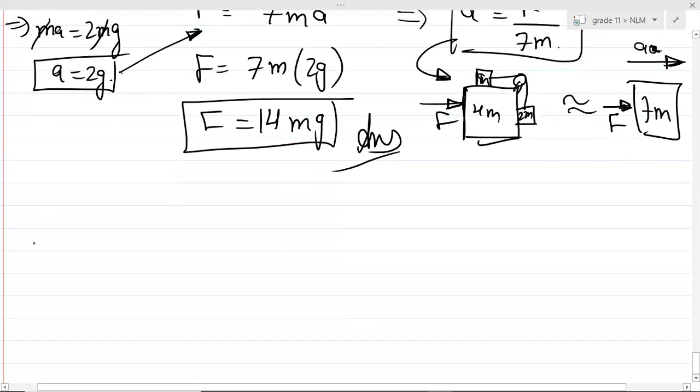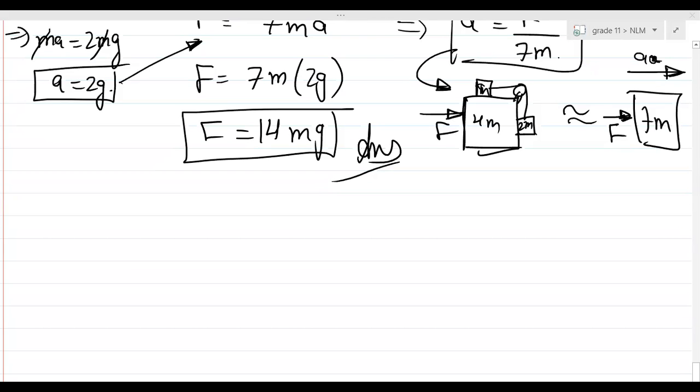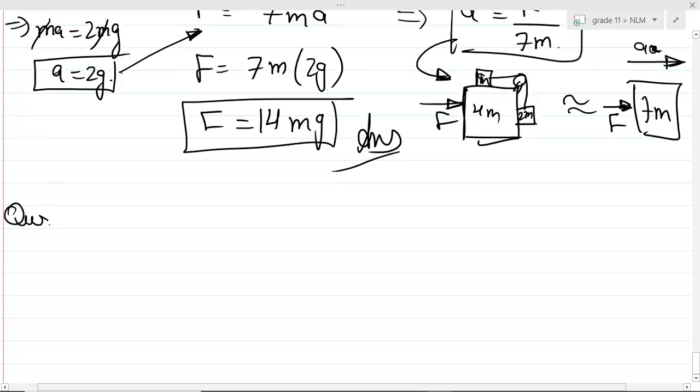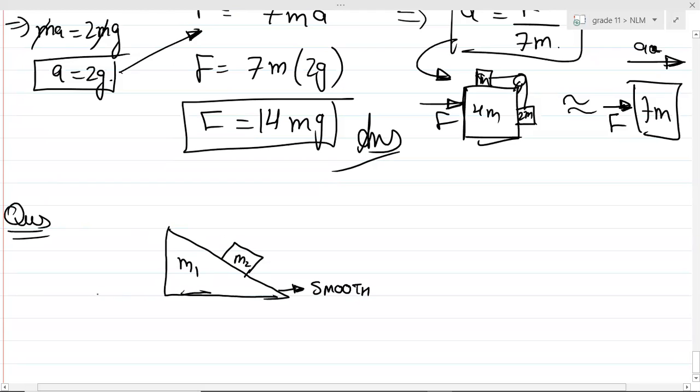I'll give you a similar type of question, but not a similar problem. Suppose there is this block of mass m1, and on this block I have placed another block m2. All surfaces are smooth, and this whole thing is placed on a ground. So this ground is also smooth. This angle is theta.